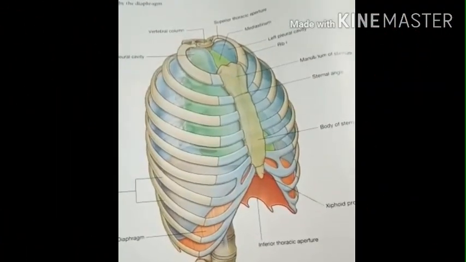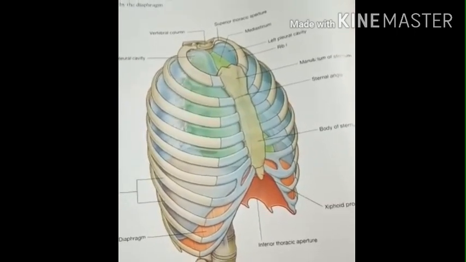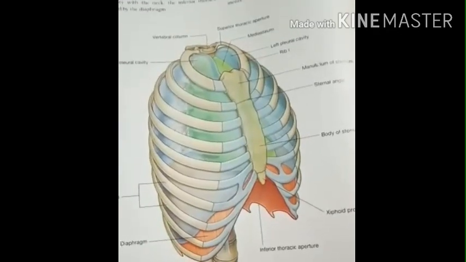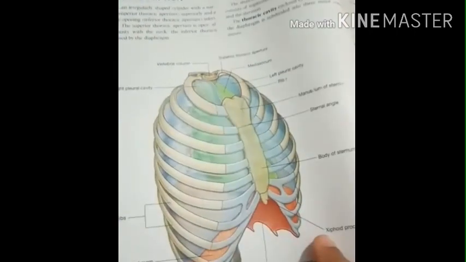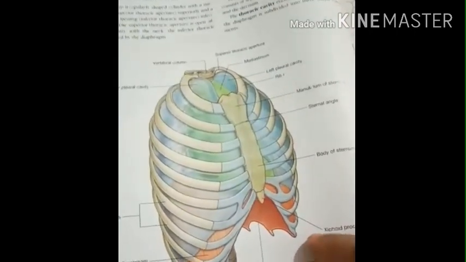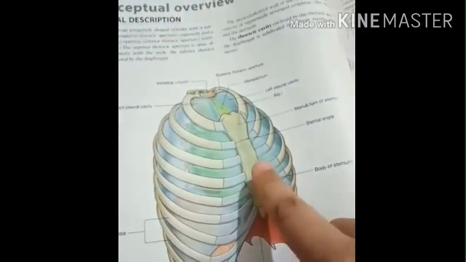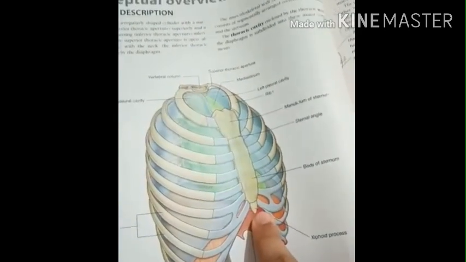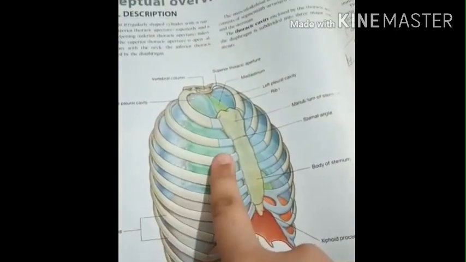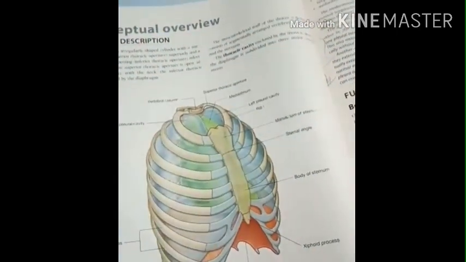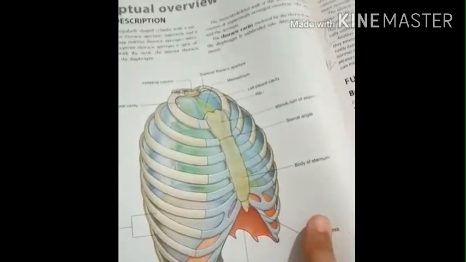Thorax is an irregularly shaped cylinder. It has two openings, one superiorly and the other inferiorly. As you can see in the video, the superior opening is smaller and the inferior opening is larger in size. The thoracic cavity is lined anteriorly by the manubrium, the sternum and the xiphoid process. Anteriorly and laterally, it is bounded by the costal cartilage and the ribs. Posteriorly, it is lined by the vertebra, and inferiorly, it is lined by the diaphragm.